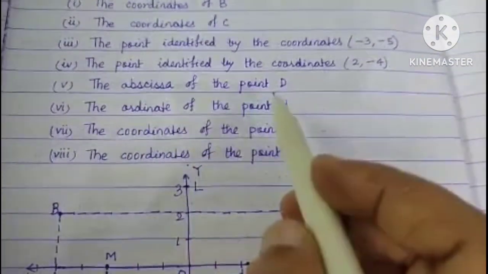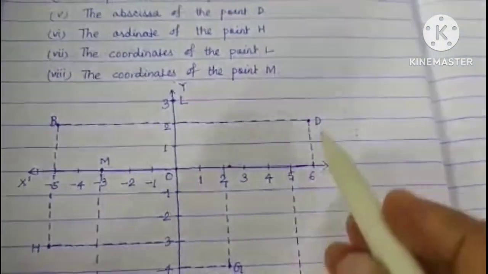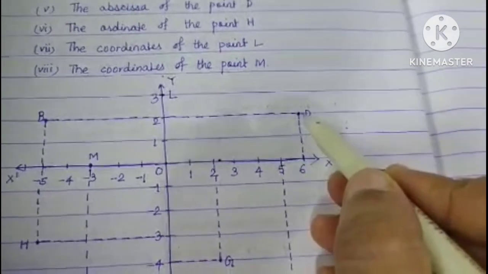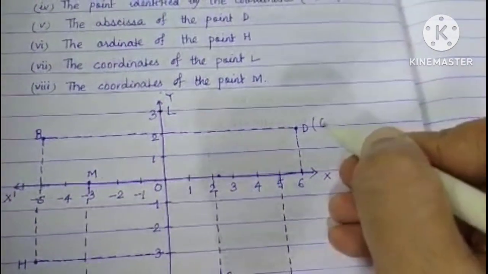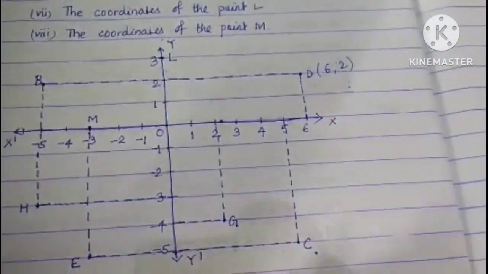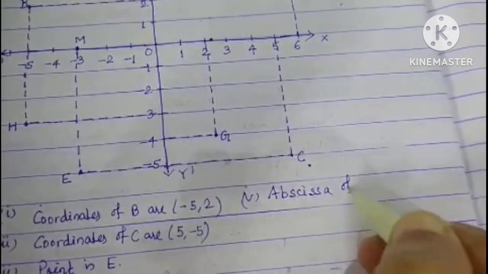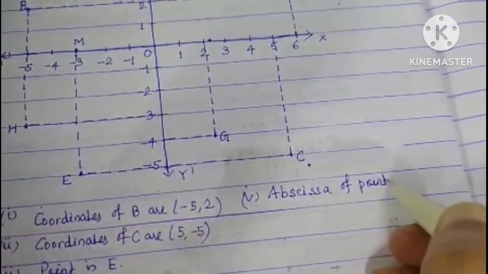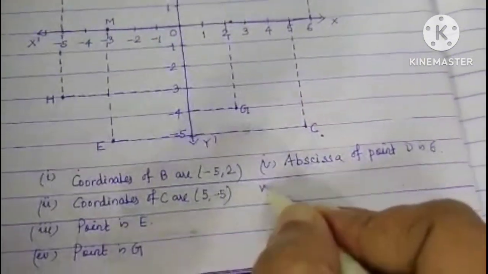The abscissa of the point D. We know what the abscissa is. It is the x coordinate. First of all, let us see where the point D lies. The coordinates of point D are 6 and 2. So abscissa will be 6. Abscissa of point D is 6. Okay, now the sixth question.